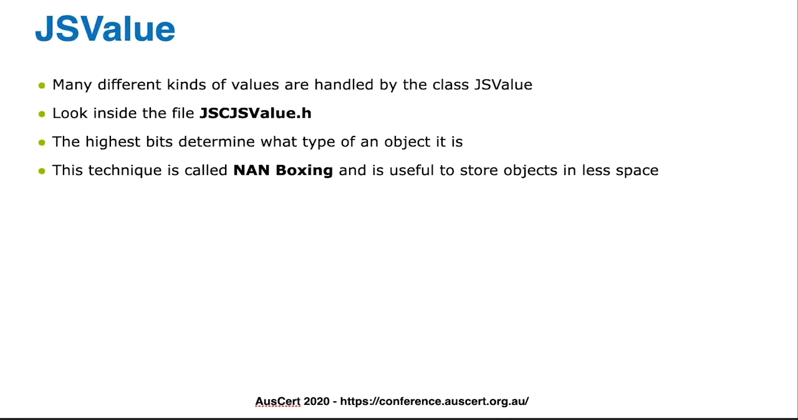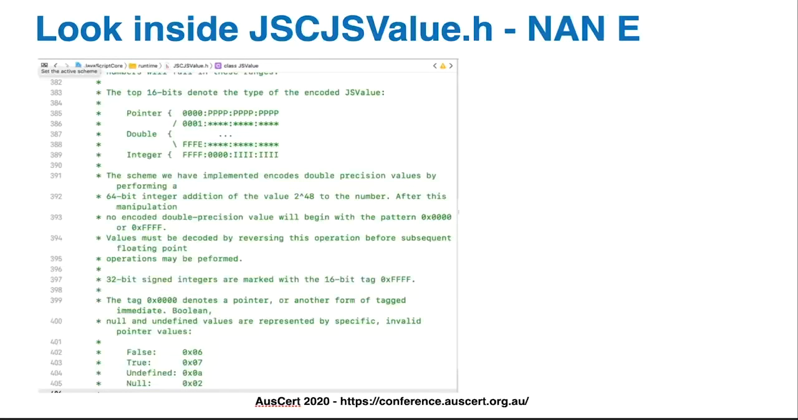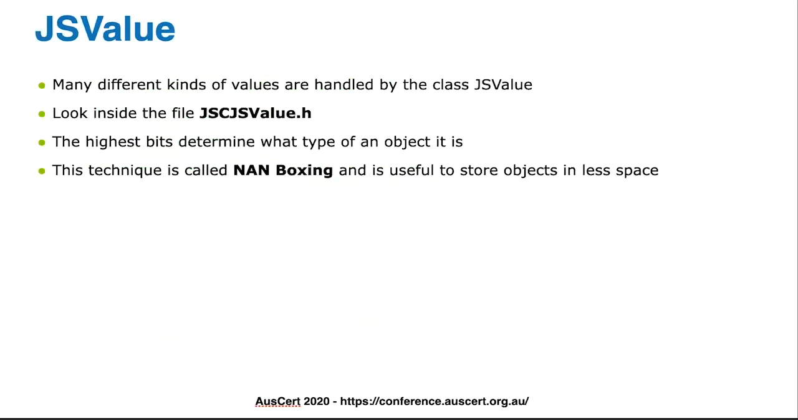Now, coming to JSValue, we already discussed what is JSCell. So what is a JSValue? Many different kinds of values are handled by the class JSValue. If you look inside the file JSC JSValue.h, inside the WebKit code, you will identify a lot of different types of objects that it can handle. For example, it can handle a pointer, a double, an integer, etc.